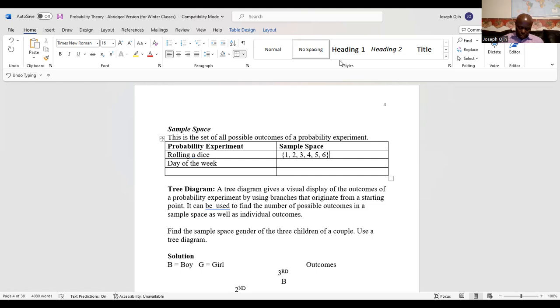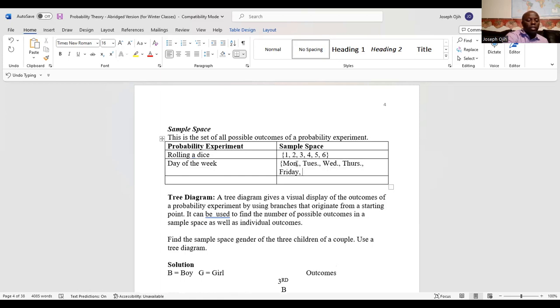Now, for the days of the week, all the possible outcomes, the sample space would be, it can be Monday, Tuesday, Wednesday, Thursday, Friday, Saturday, Sunday. Okay. That is the sample space right there. Now, any question in what I have covered so far?